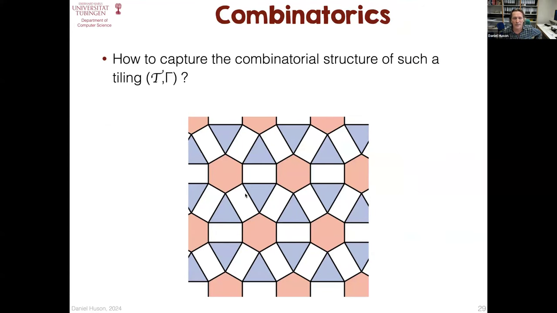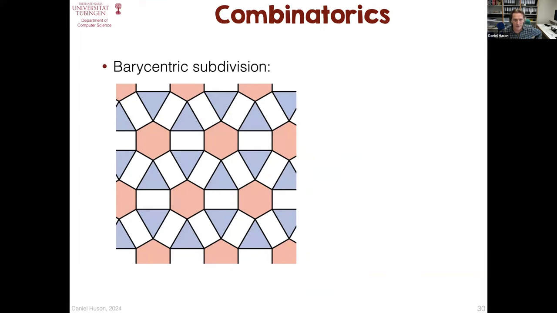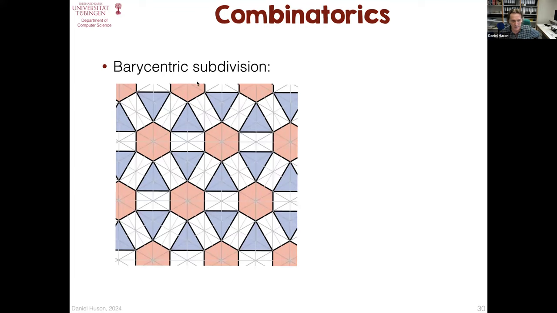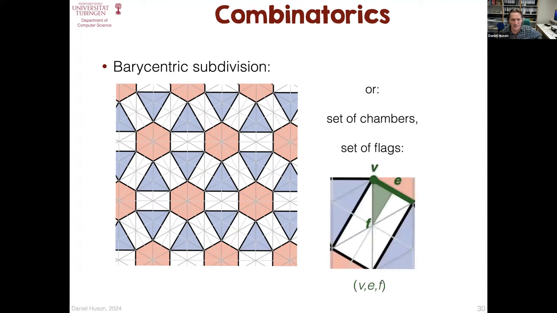Okay, and now we're going to talk about how we capture the essence of such a tiling together with a symmetry group. One way to think of this is to use the concept of barycentric subdivision, but there's a number of equivalent ways, and we'll start with this one because it's the easiest one to imagine. So we take the tiling and we do barycentric subdivision. We choose the center of each tile and connect it to each vertex of the tile and all the edge centers.